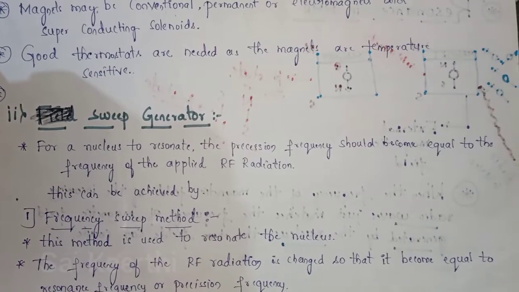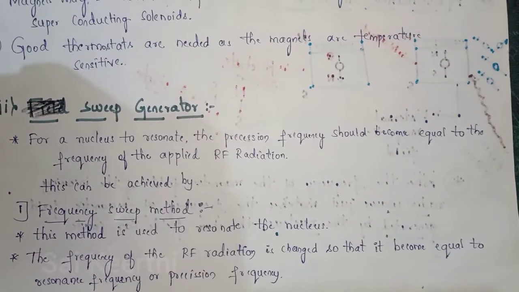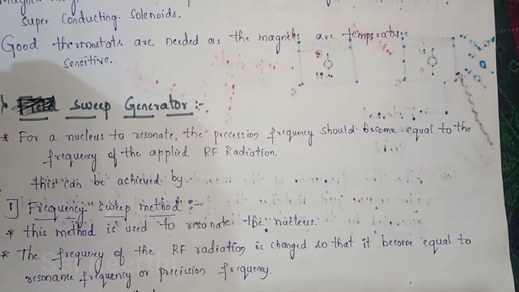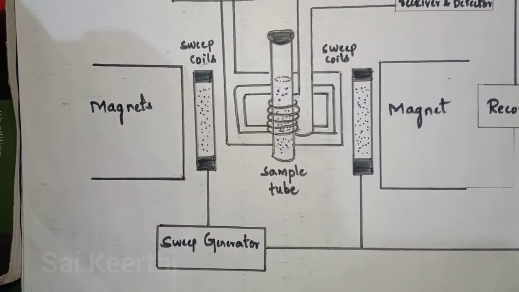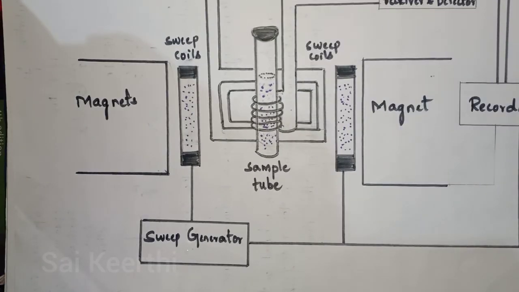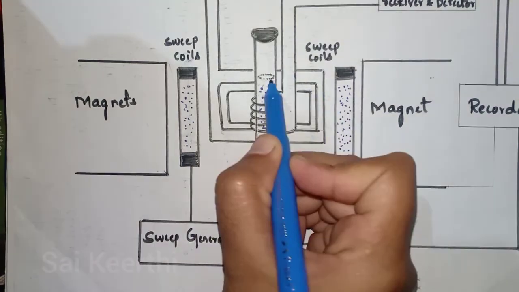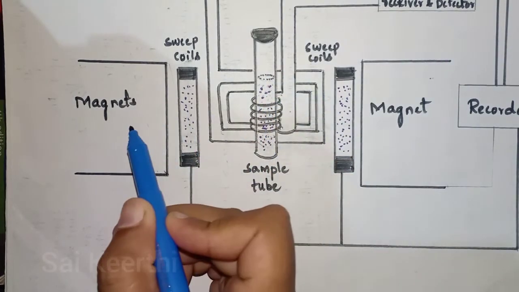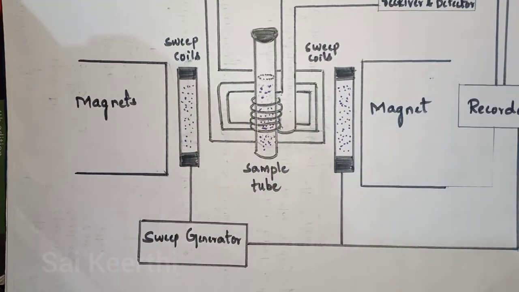A good thermostat is needed as the magnets are temperature sensitive. So to maintain the temperature, thermostats are required. As we have seen in the principle, the nuclei present in the sample behave as if they are spinning bar magnets. So when the external magnetic field is applied, the nuclei present in the sample will align themselves in the direction of the applied external magnetic field.